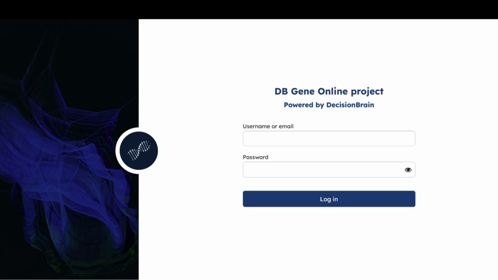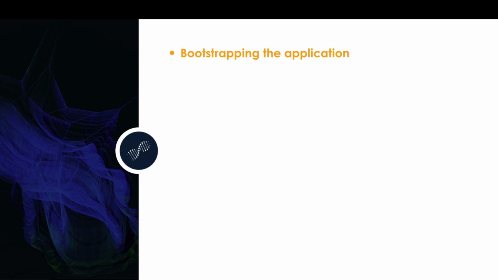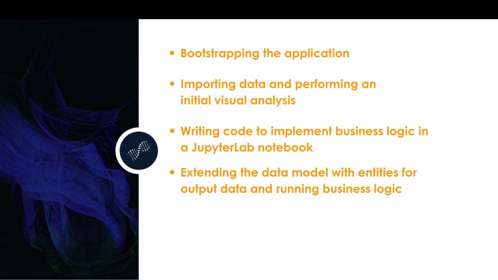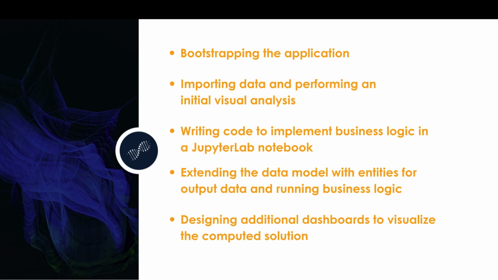The steps in this tutorial include bootstrapping the application by defining a data model, that is, the structure of the data handled by the application. We will first only define the structure of input data, and later in the tutorial we will add structure for output data. Importing data and performing an initial visual analysis of the input data. Writing code to implement our business logic in a Jupyter Lab notebook. Extending the data model with entities for output data and running our business logic. Designing additional dashboards to visualize the computed solution. Additional steps will then be proposed as exercises.